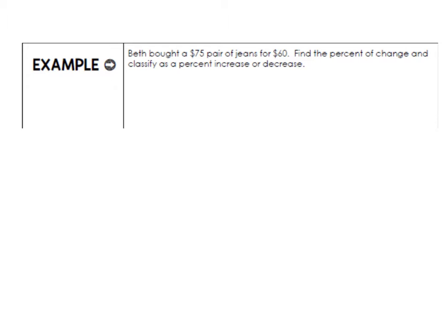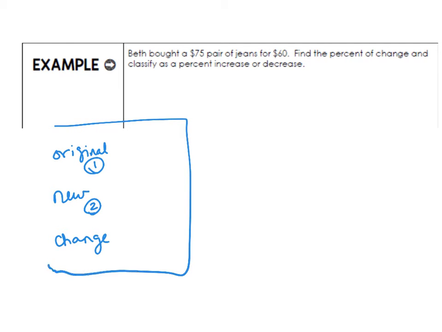So let's go ahead and do the example. I'm always going to look for the original price, and I'm going to call that number 1. And then the new price or the new amount, I'm going to call that 2. And then I'm going to look for the change. I'm going to do this first before I do anything else.